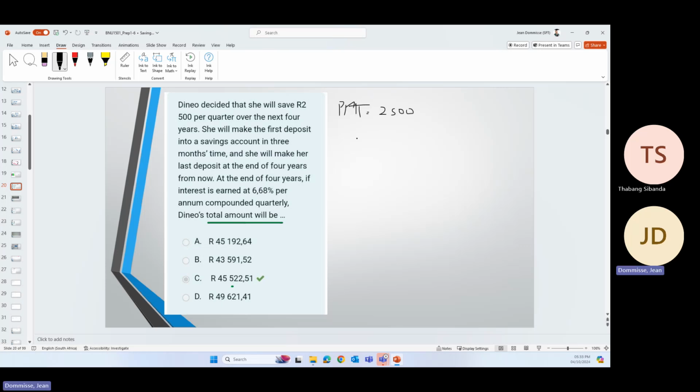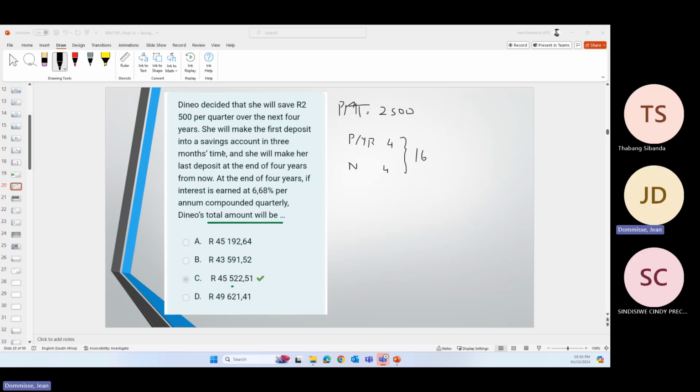Then they tell us it is 4 times per year because they tell us it is quarterly. It is for 4 years. So N is 4. So if we then look at the periods, it should be 16. Let's just see what else. She will make the first deposit into a savings account in 3 months' time, and she will make her last deposit at the end of the 4 years.